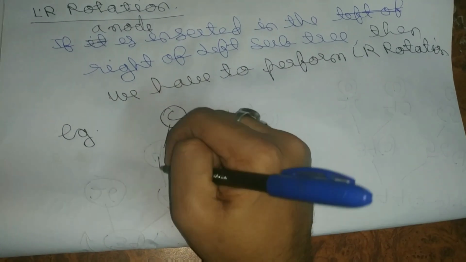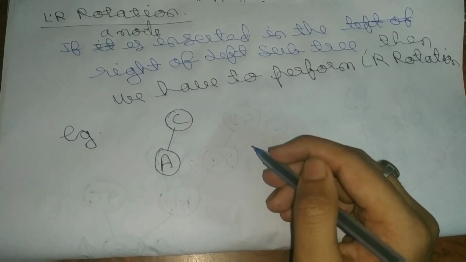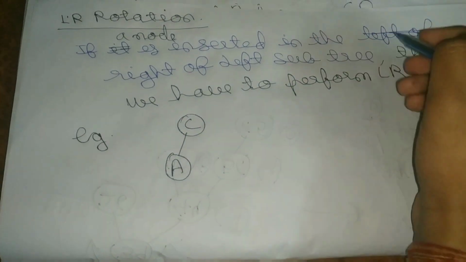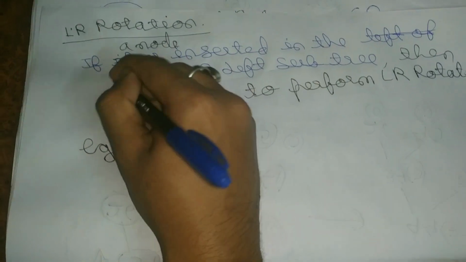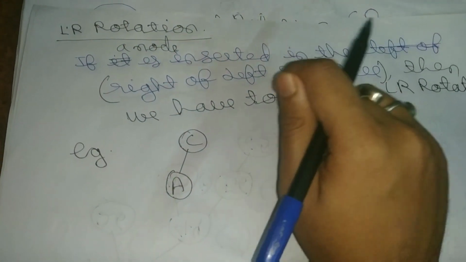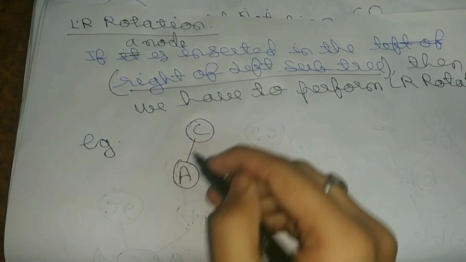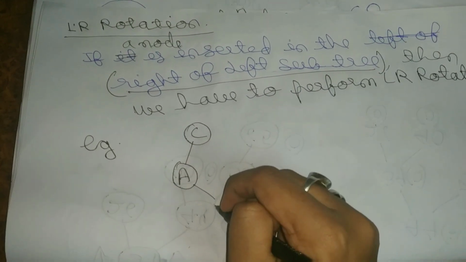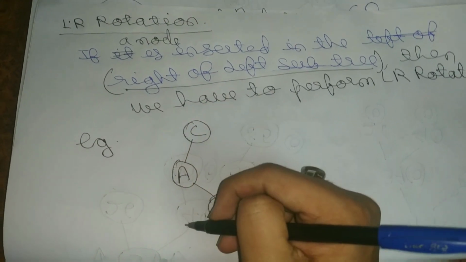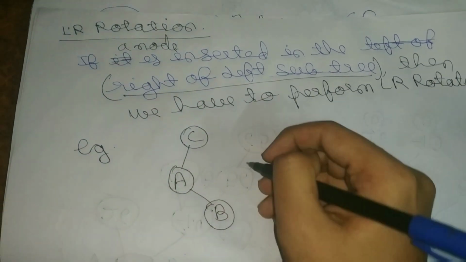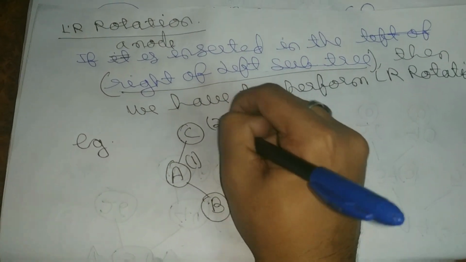C A. Okay, now I am going to insert the node B. So if we insert in the right of the left subtree, this is very important, guys, you have to remember this thing, right of the left subtree. So what is right of the left subtree? Left subtree, and this is right, so we have to insert here, right of the left subtree. Okay, so here this is 0, this will be 1, and this will be 2.